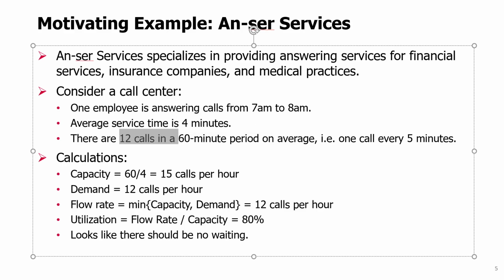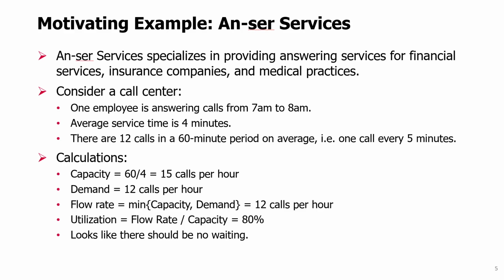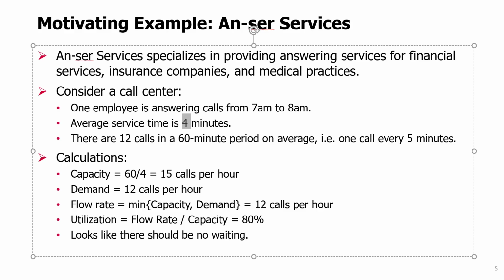So if you could say, 60 minutes divided by 12 gives us one call every 5 minutes. So if we do the calculations, capacity that this server can cope with is one call on average per 4 minutes. So that means 60 over 4, we can cope with 15 calls per hour. This is the inverse, one call per 4 minutes. If you convert it to calls per hour, you get 15 calls per hour. And demand from this sentence is 12 calls per hour.